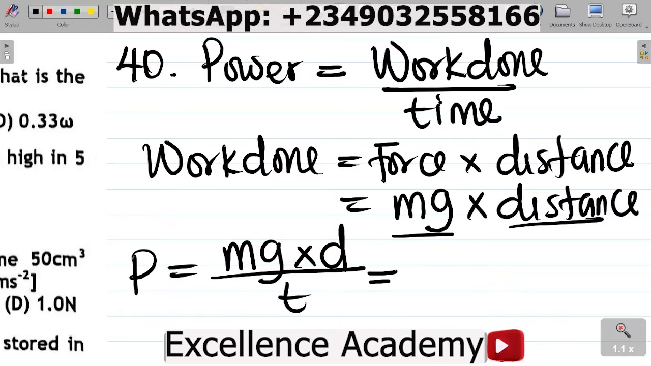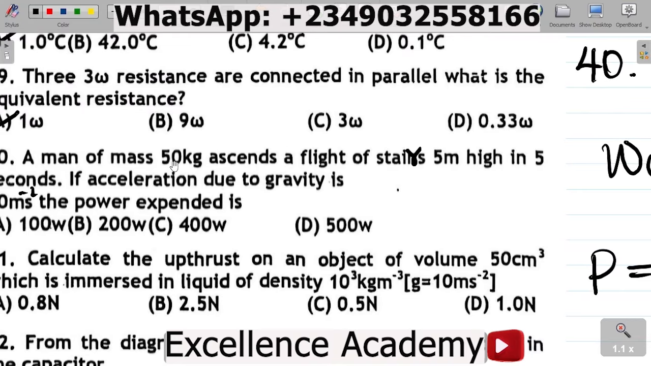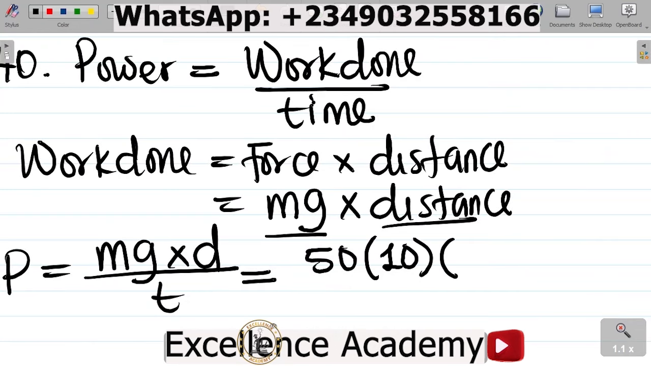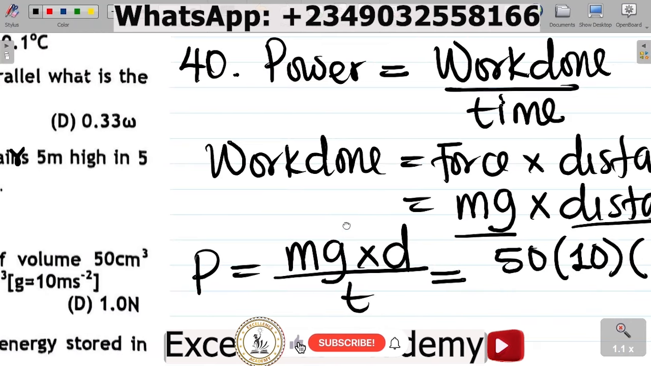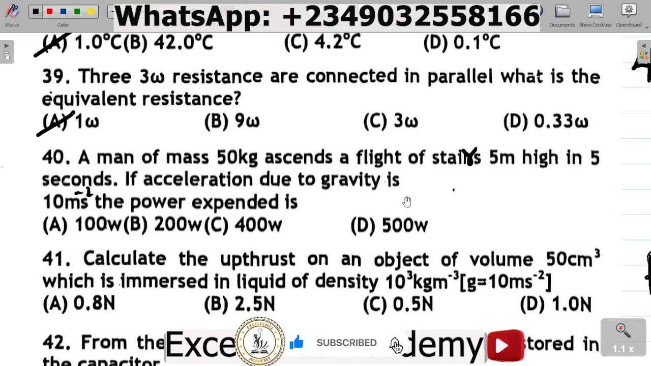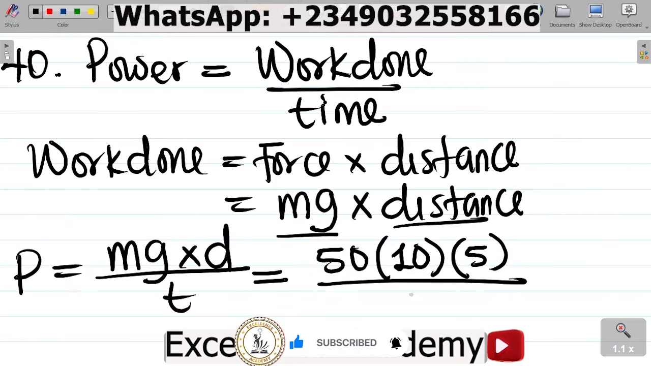So we have this. Let's impute values. What is mass times gravity? The mass is 50 kg. So 50 times the gravity, which in this question is 10, times the distance. In this question, what's the distance here? They said 5 meters high. So times distance 5, all over time. The time in this question is what there? 5 seconds. So all over 5.